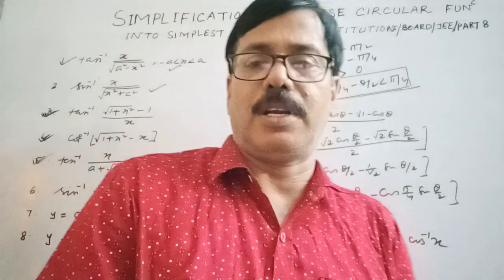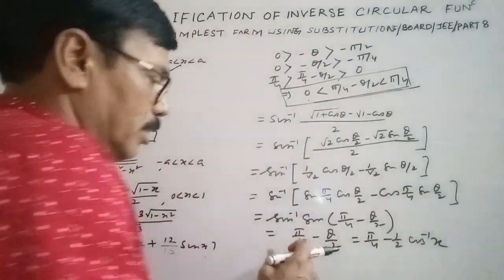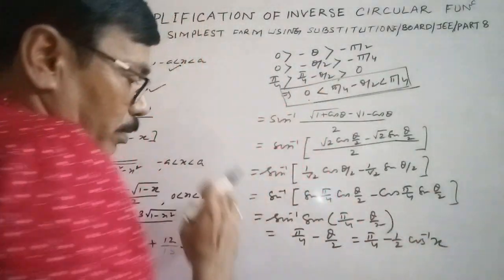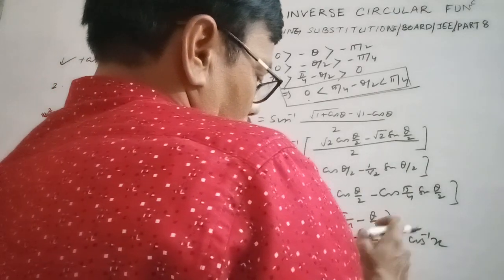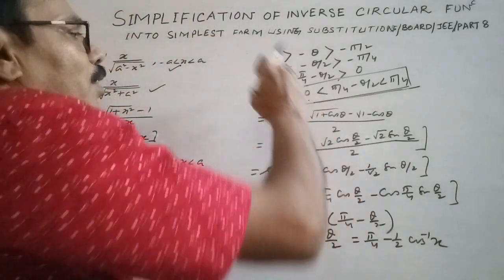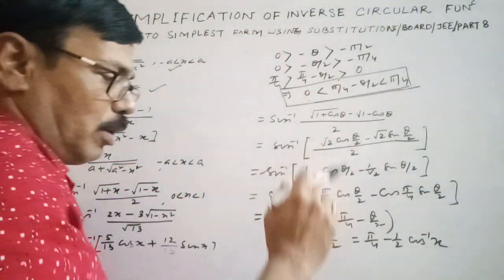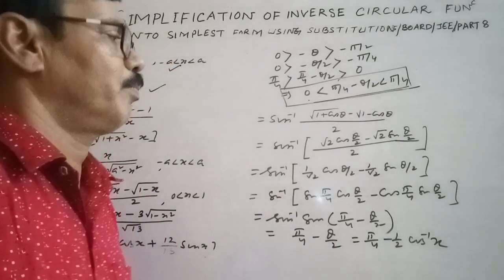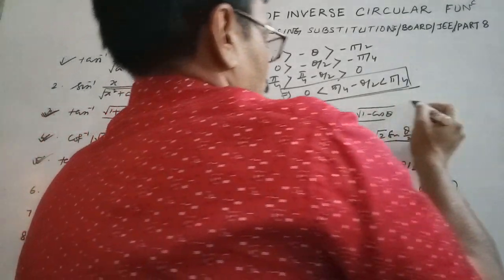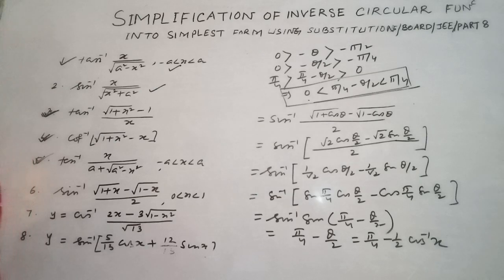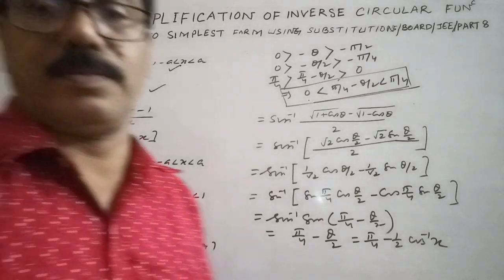I am saying repeatedly, if no restriction on x is given, we suppose the argument belongs to the principal value. Otherwise, you have to show it belongs to the principal value. So what is the simplified value? The simplified value is pi by 4 minus half cos inverse x.